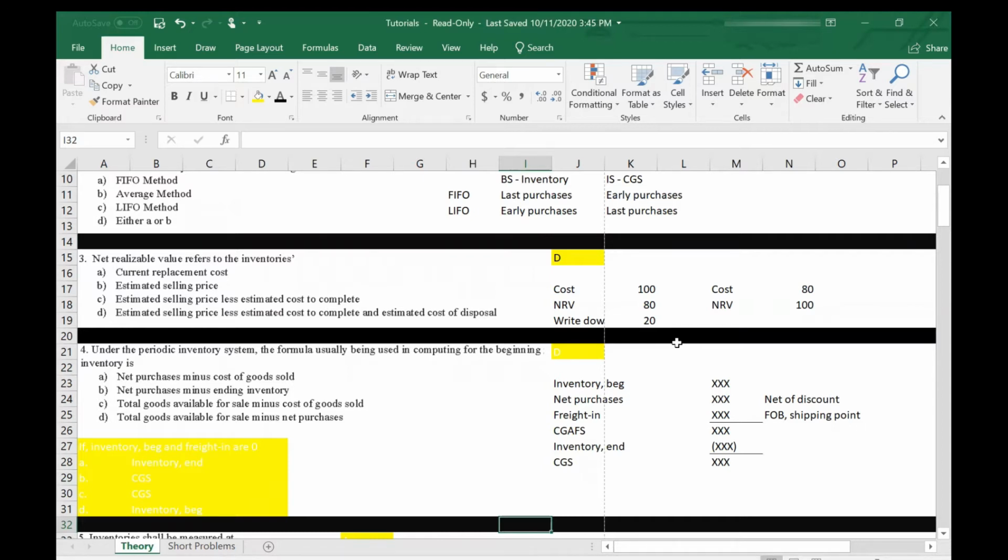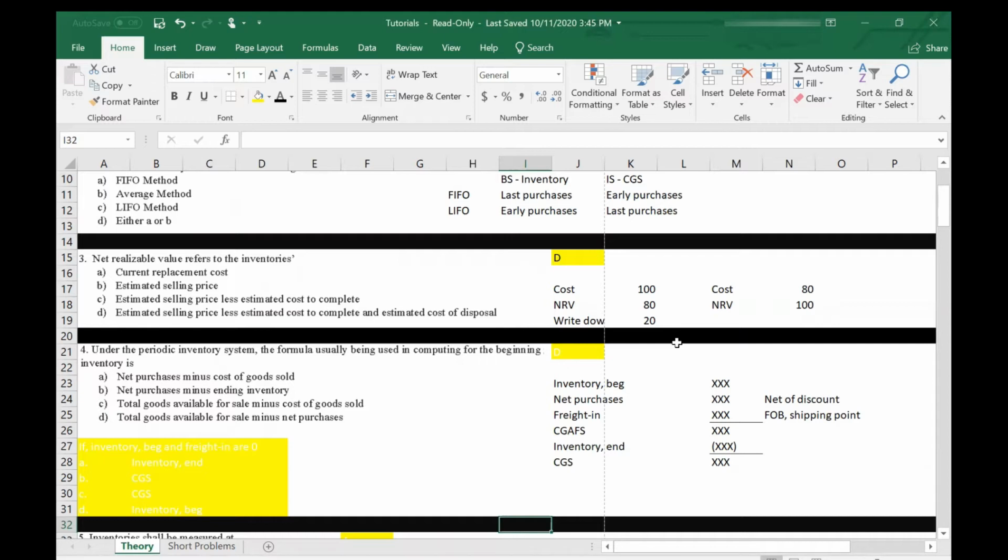Yung kung magkano mo siya mabebenta, ano yung ma-incur mo if you decide to further process it, should you dispose it. Those items are estimates. And of course, when we estimate things, it should be reasonable depending on the surrounding circumstances. Just to give an emphasis or clear understanding.